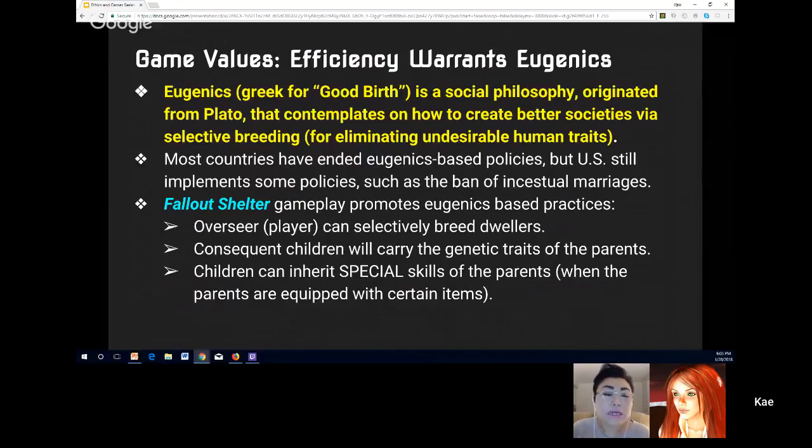The children can also inherit the special skills of the parents, right? So SPECIAL, again: strength, perception, endurance, charm, intelligence, agility, luck. That shows you how long I've been playing this game. But the special skills are inherited. So if the parents are wearing certain items on their body and they mate with somebody else, the children can actually get those special skills from the parents. So that's eugenics. Okay, so next.